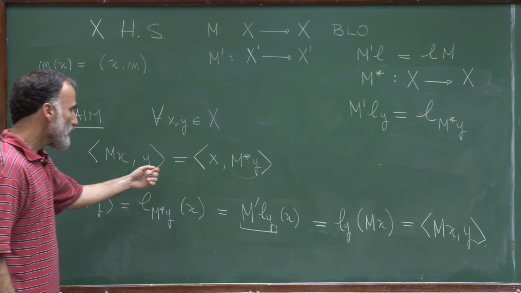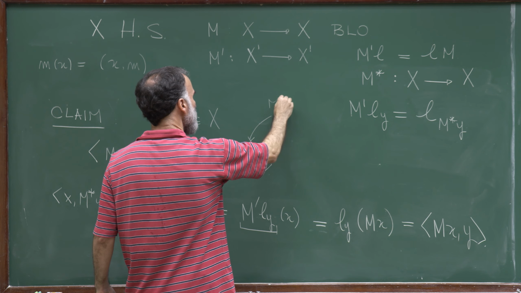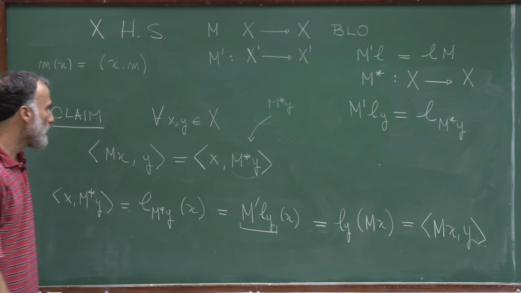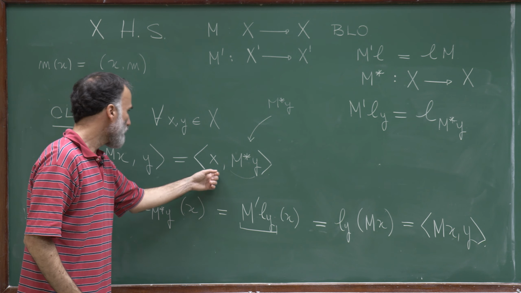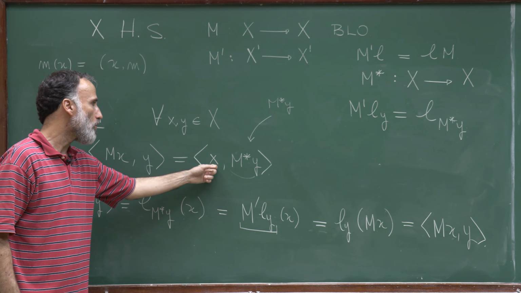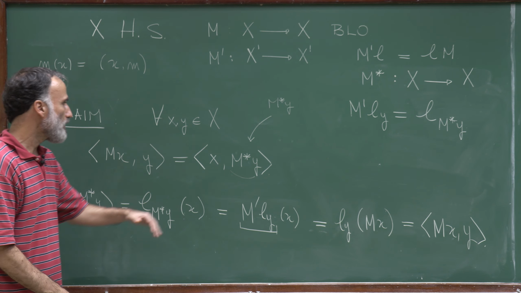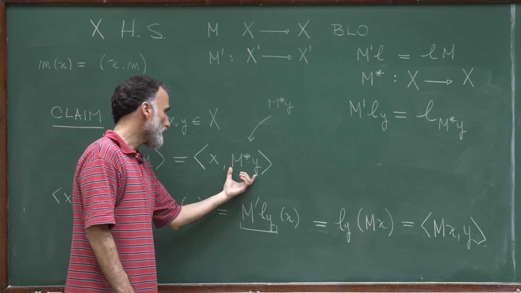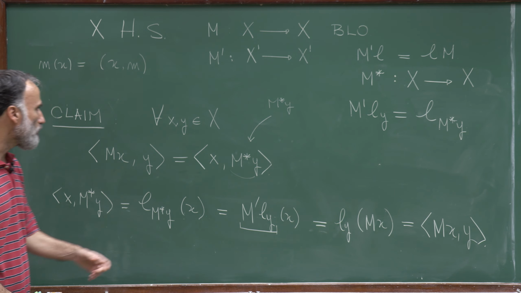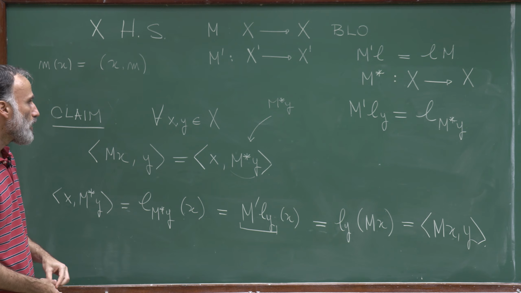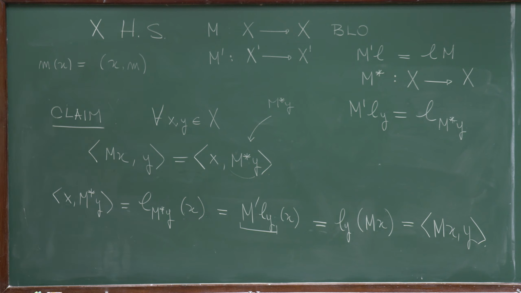And this identity can also be used as a definition of M star. Right? You can define M star by this formula, saying that M star of y is the unique point for which this identity is true for all x. You can prove that there exists a unique M star y satisfying this identity, and that serves as an alternative definition of M star in the context of Hilbert spaces, which is the present case. And with that, I complete this lecture.